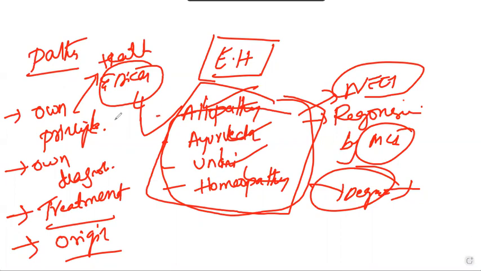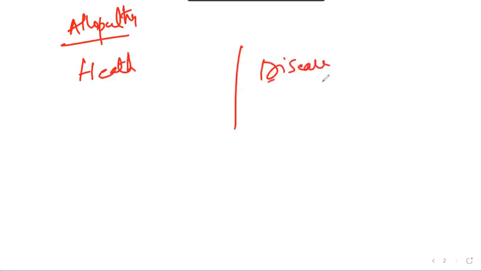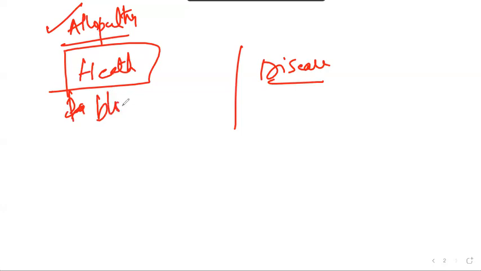So basically, allopathy has its own principles. They determine health and disease. How do they determine health and disease? What is health in allopathy? Allopathy determines that if all the body pathological or blood values or all values are in a stable, normal condition, then it is health.